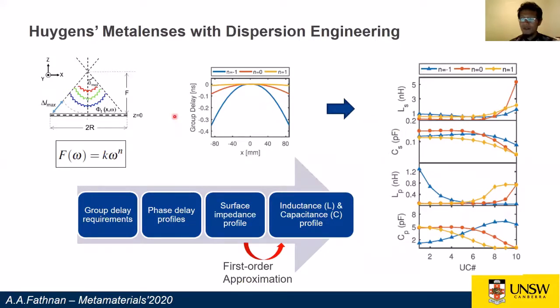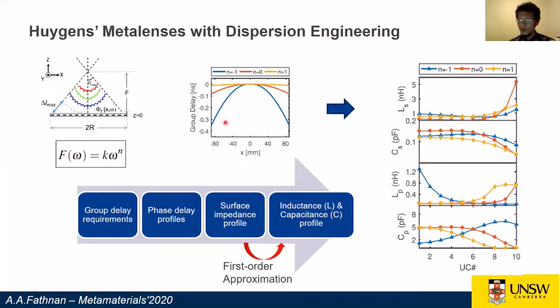And by using the proposed method, dispersion engineering of the Huygens metasurface lens can also be realized. This flowchart illustrates how we implement the dispersion control using Huygens metasurfaces. First, we design the group delay requirements for each metasurface as shown in these 3 curves. Here, n equals 1 is a metalens with increasing focal length over frequency, and n equals 0 is an achromatic metasurface.